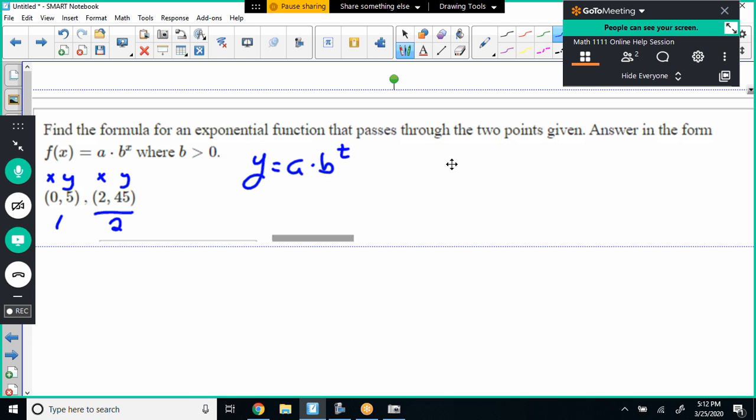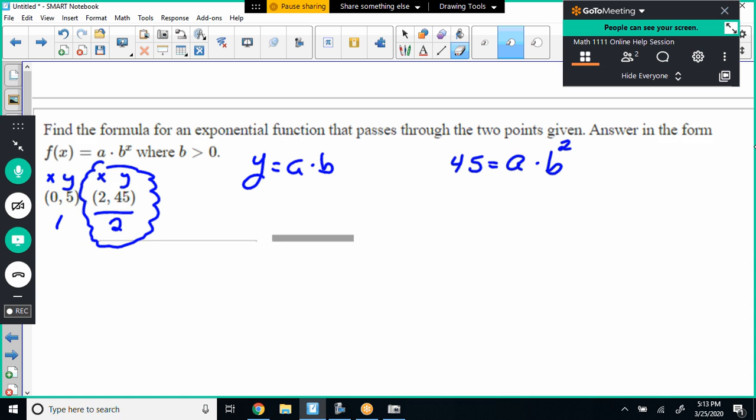So what we're going to do is say, okay, here's 45. That is the Y for this one, right? Now, we don't know what its A is. We definitely don't know what its B is. But we do know that it's to the second power, because I put a T, it should have been an X, right? All right, now let's do it again, but now we're going to use this second point. So 5 equals A times B raised to the 0.